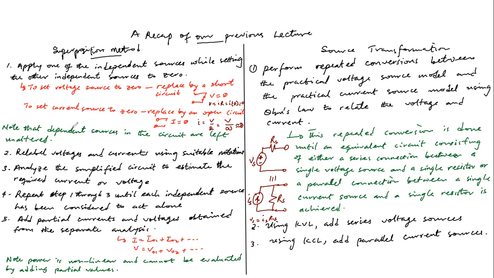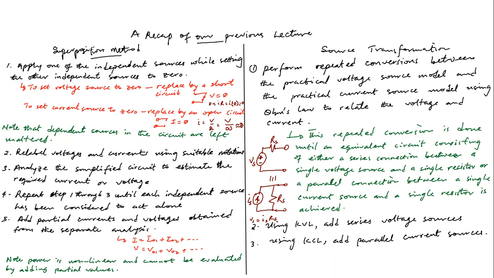And we also established that dependent sources in the circuits are left alone. In other words, they are left unaltered. Afterwards, we relabel the voltages and currents using suitable notations. Then we go on to analyze the simplified circuit to estimate the required current or voltage. Then we repeat steps 1 through 3 until all the independent sources have been considered to act alone.